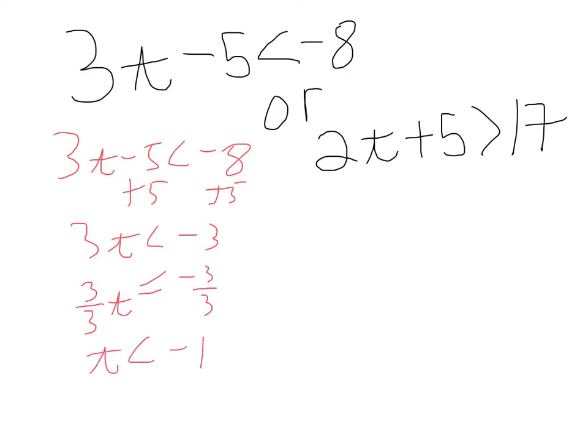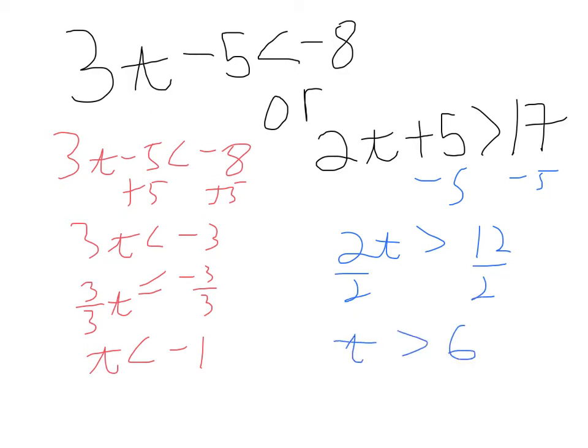We didn't have to change our sign this time because we didn't multiply or divide by a negative. If you look at this one, we subtract 5, you get 2t is greater than 12. Divide both sides by 2, you get t is greater than 6. So this is t is less than negative 1 or t is greater than 6.